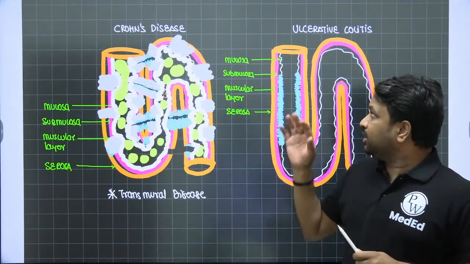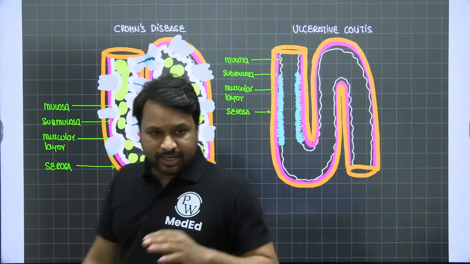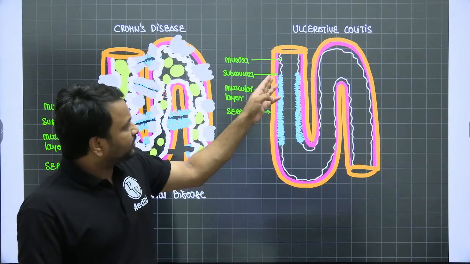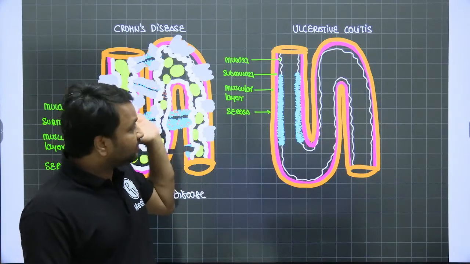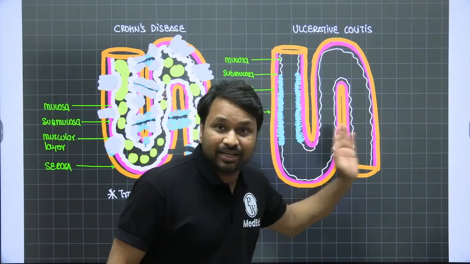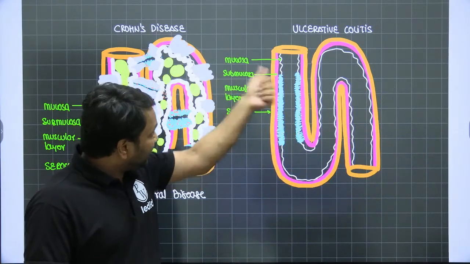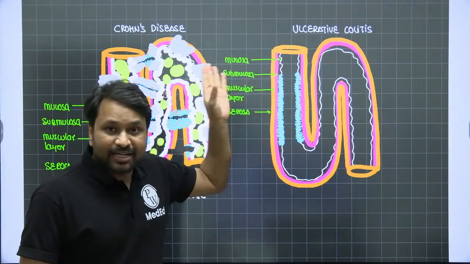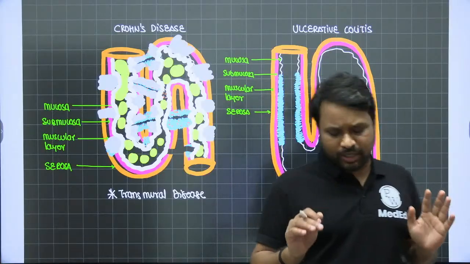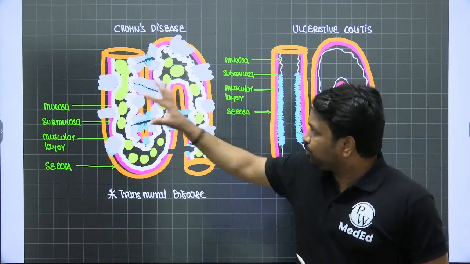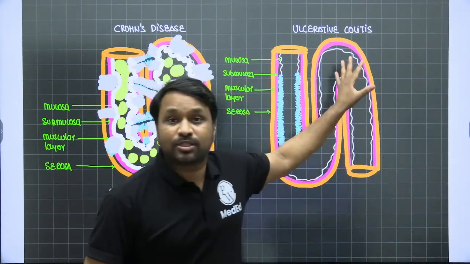So as I was talking in terms of ulcerative colitis, the disease is limited to mucosa and submucosa, right? Unlike in Crohn's disease, where it involves the entire thickness of the bowel wall, in ulcerative colitis the disease is absolutely limited to mucosa and submucosa. It doesn't go beyond it. So all the problems that you see in Crohn's disease, you will not see in ulcerative colitis.